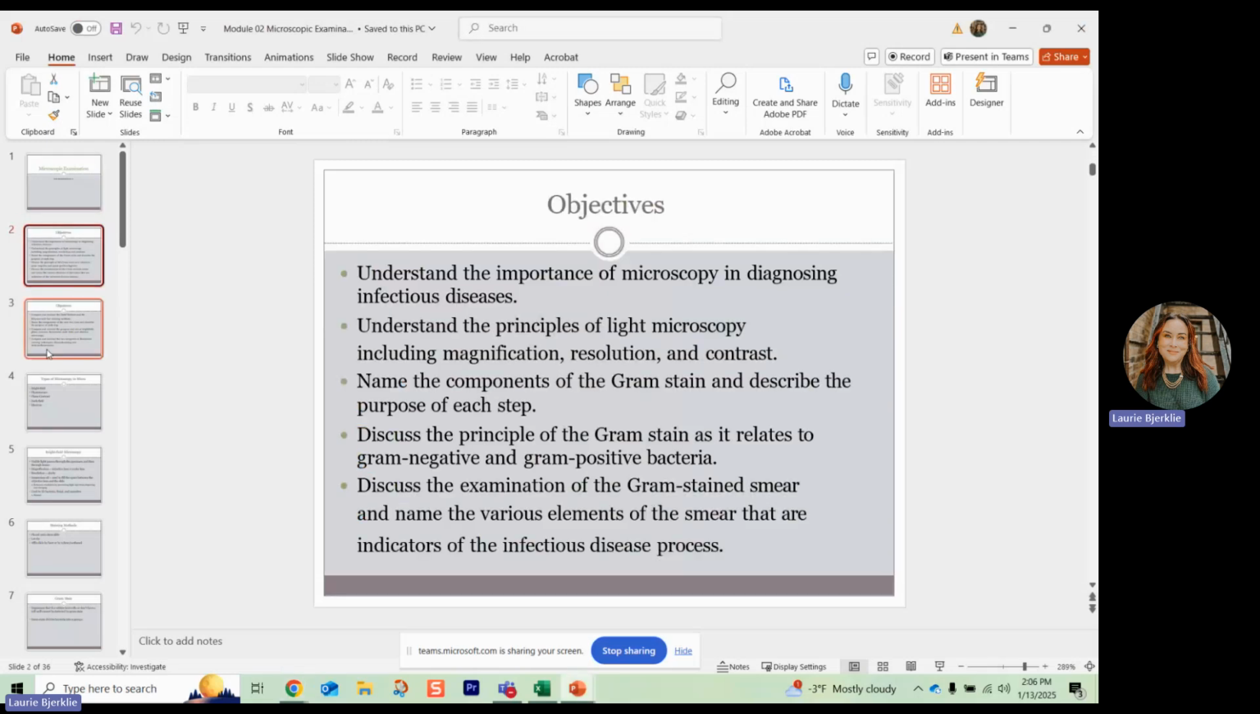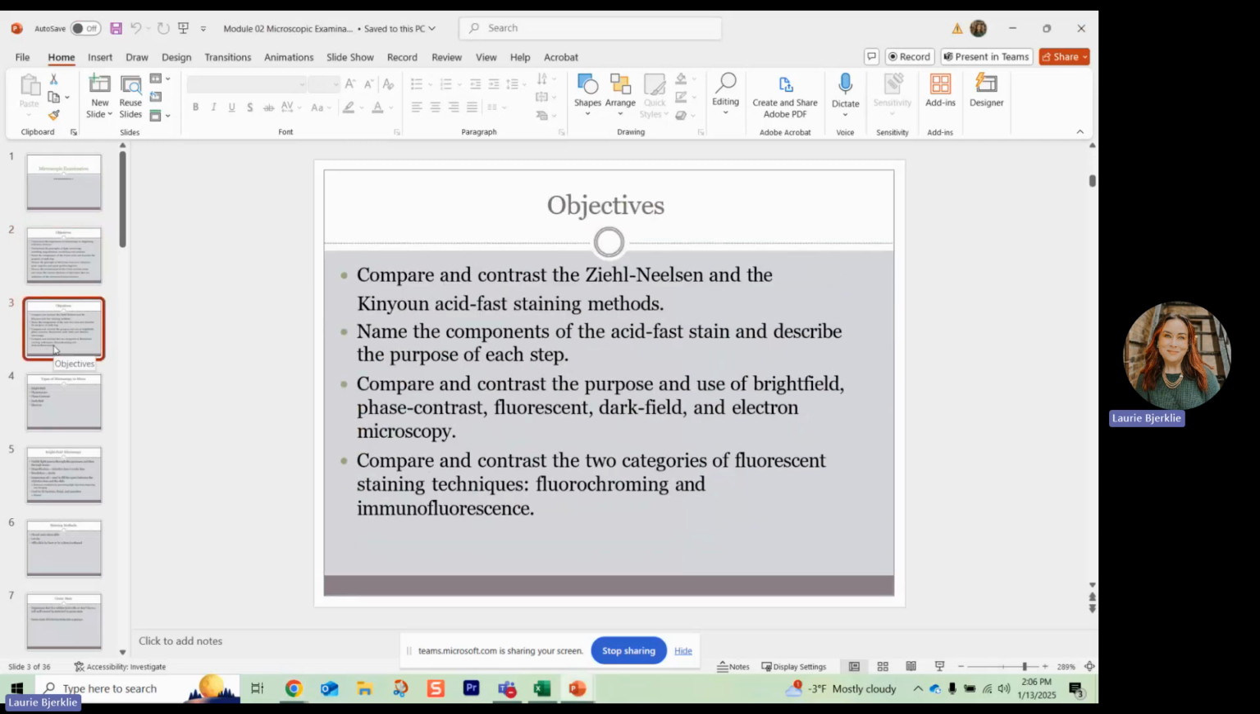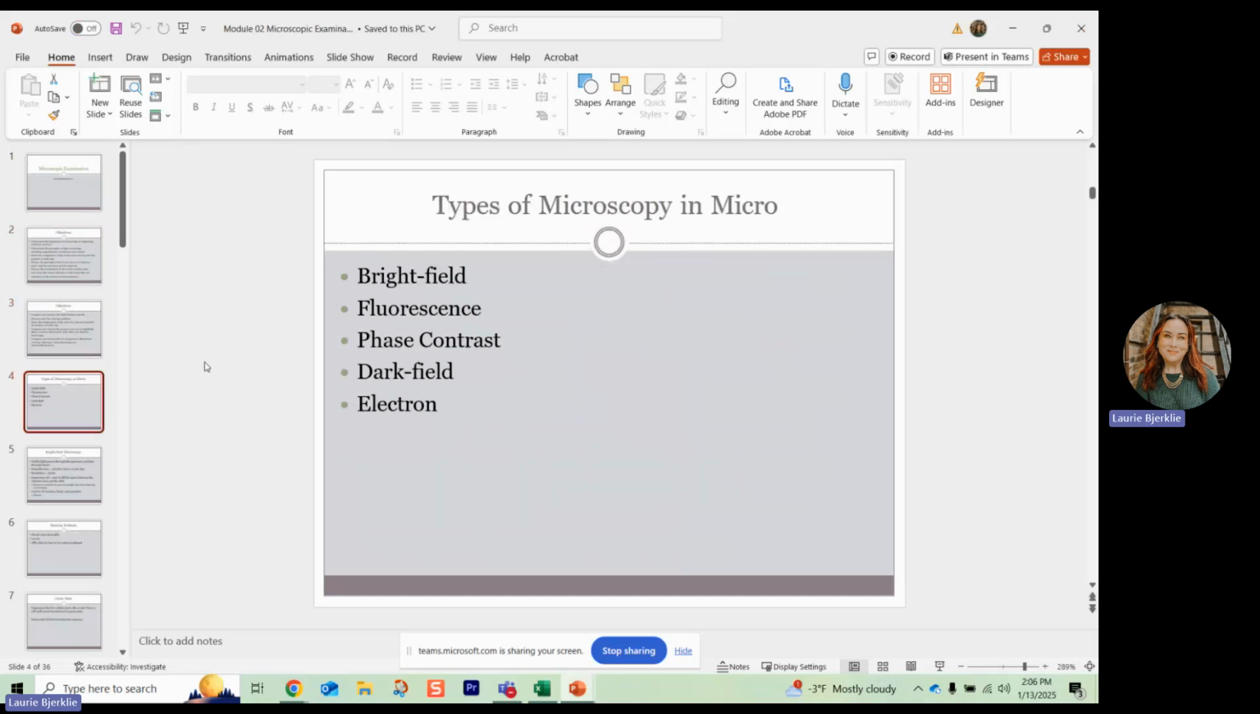So again, there are objectives here for the PowerPoint itself on what you should get out of this PowerPoint. You can read those as you want. So different types of microscopy in general, just across all department areas, but bright field is our main microscope we use in microbiology and hematology. There is also fluorescence, phase contrast, dark field, and electron. So I'll mention a few little things on the rest of those.